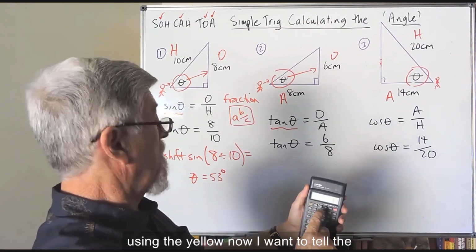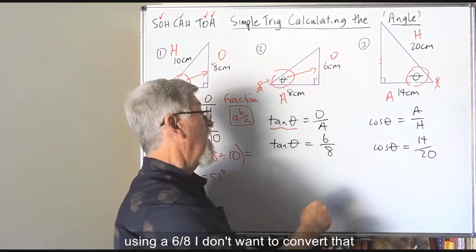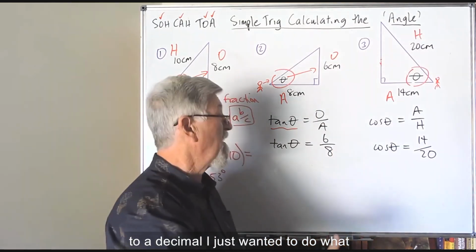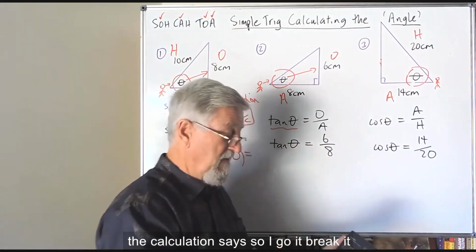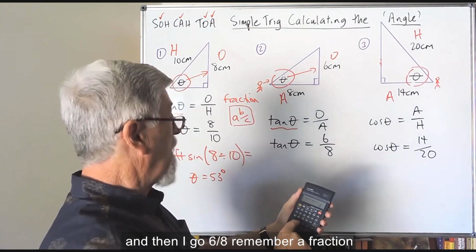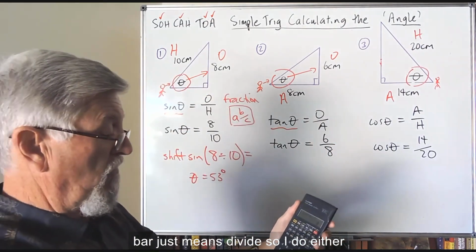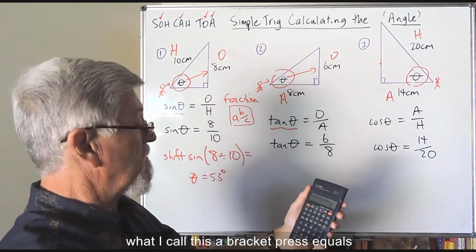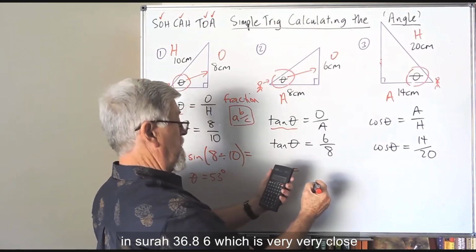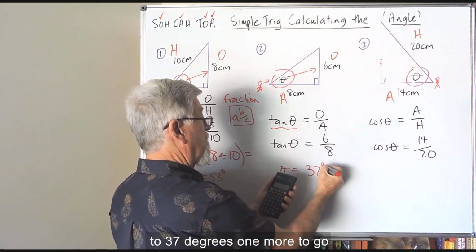I'm using the yellow. Now, I want to tell the calculator I'm not just using a 6, I'm using a 6 divided by 8. I don't want to convert that to a decimal. I just want to do what the calculation says. So I go bracket, and then 6 divided by 8. Remember, a fraction bar just means divide. Close the bracket, press equals, and I get my answer of 36.86, which is very, very close to 37 degrees.